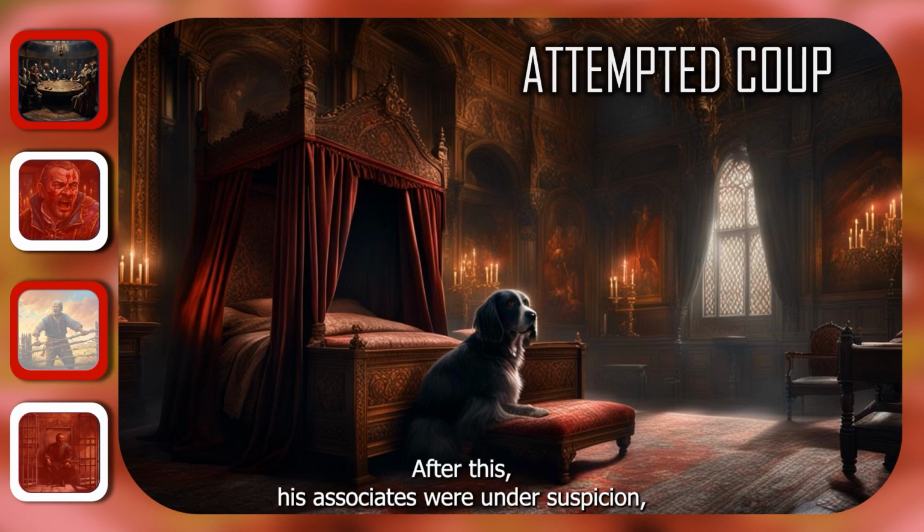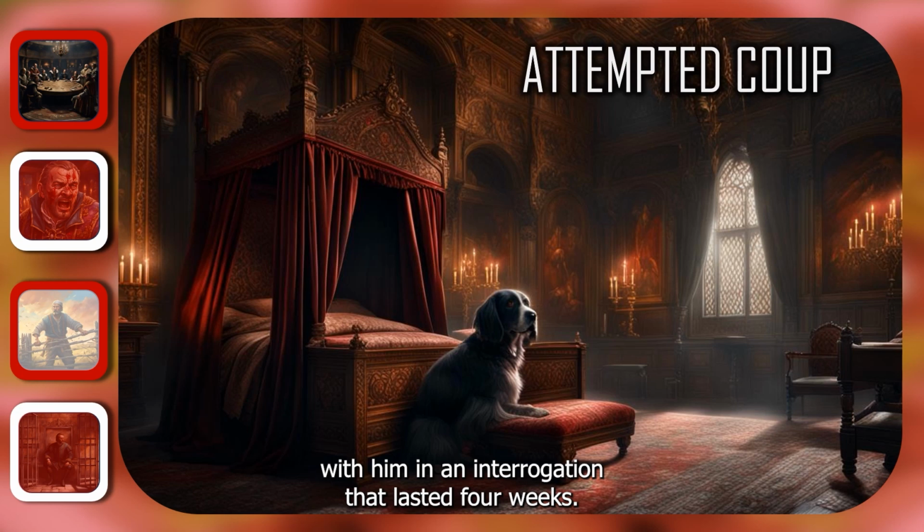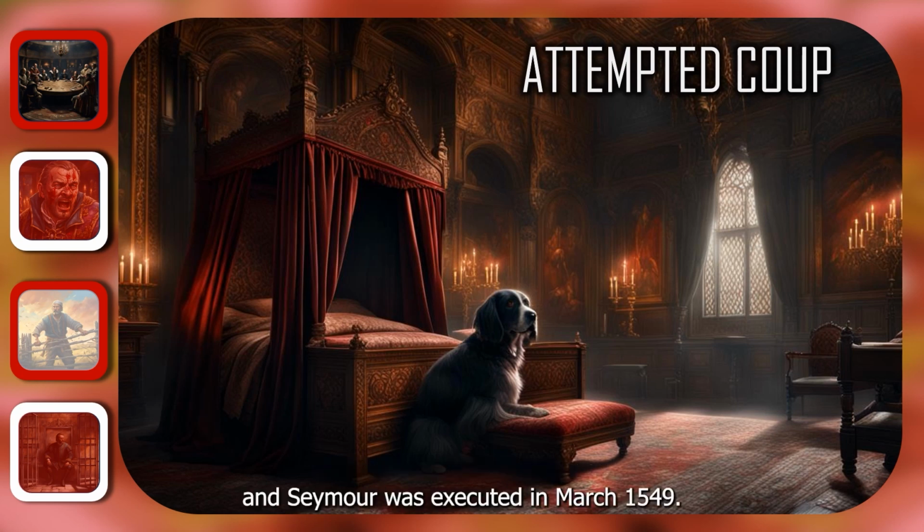He was caught by guards and sent to the Tower on charges of treason. After this, his associates were under suspicion, including the 15-year-old Elizabeth, who had to deny any sexual relationship with him in an interrogation that lasted for weeks. Elizabeth was finally absolved of any wrongdoing, and Seymour was executed in March 1549.